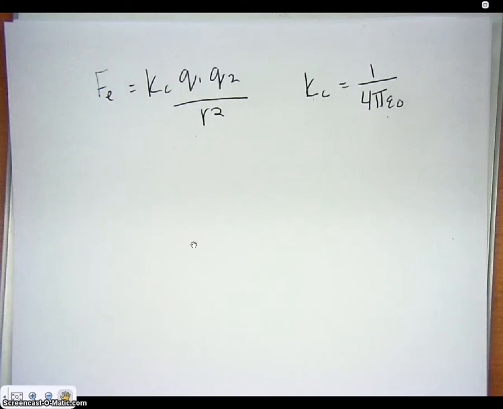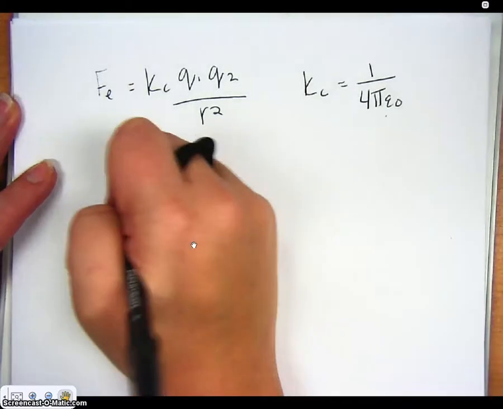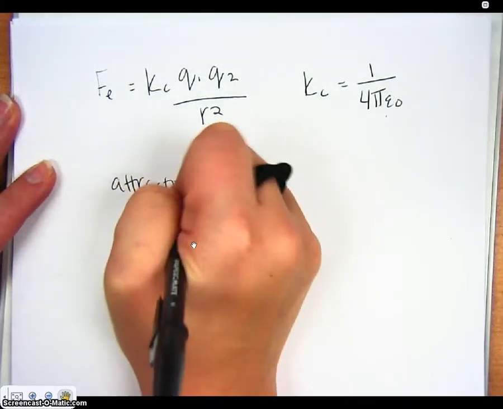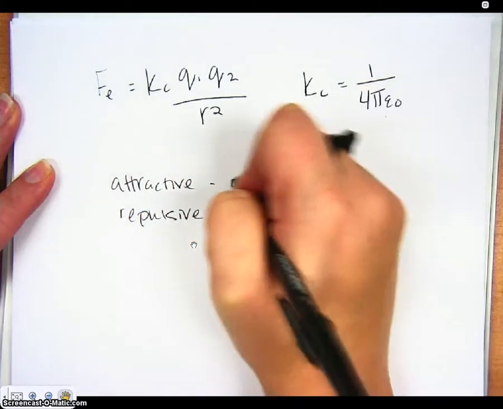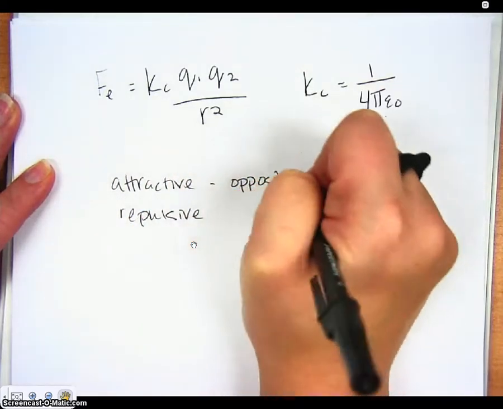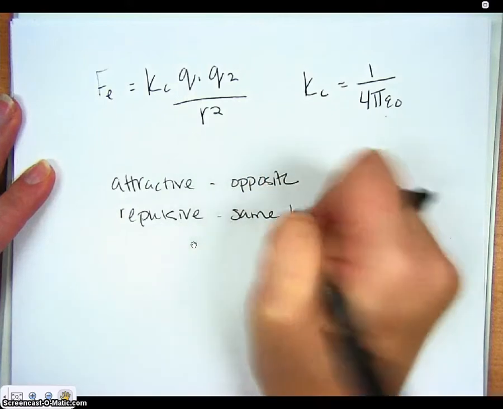So one of the things you've got to point out is that electric force is very similar to gravitational force, but there is a difference. Gravitational force is always an attractive force, but electrical force can be both attractive and repulsive. Right? Attractive is if the charges are opposite of one another, and repulsive if they are the same, or they are like charges.